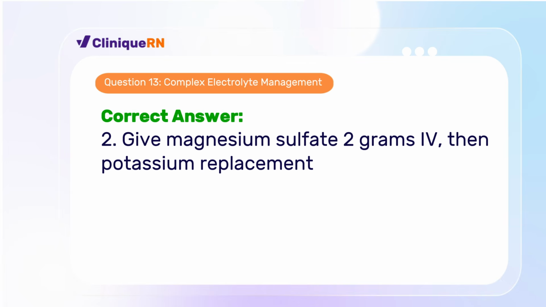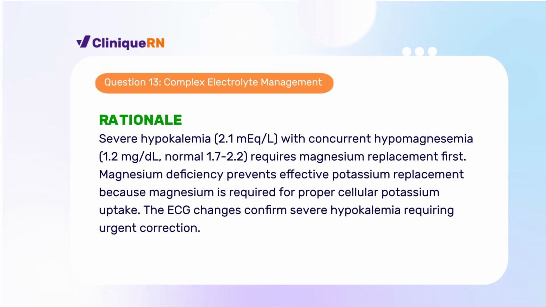The correct answer is 2. Give magnesium sulfate 2 grams IV, then potassium replacement. Rationale: severe hypokalemia, 2.1 milliequivalents per liter, with concurrent hypomagnesemia, 1.2 milligrams per deciliter, normal 1.7 to 2.2, requires magnesium replacement first. Magnesium deficiency prevents effective potassium replacement because magnesium is required for proper cellular potassium uptake. The ECG changes confirm severe hypokalemia, requiring urgent correction.